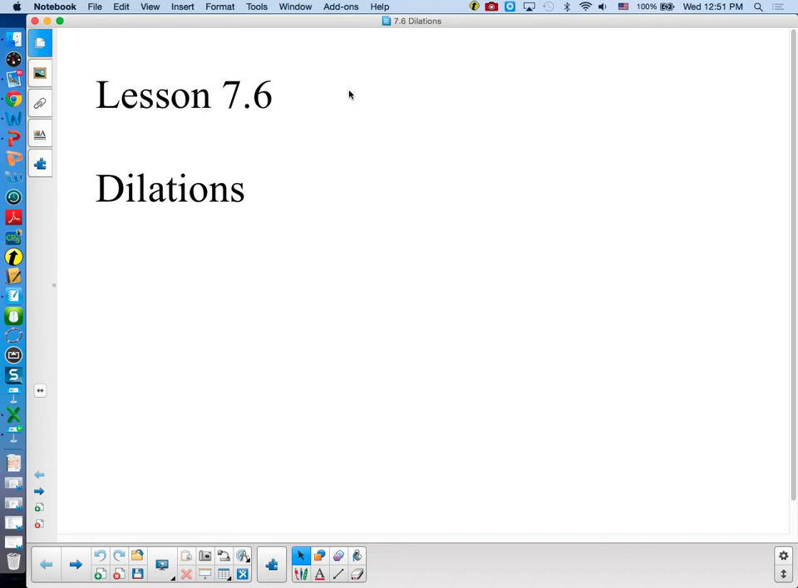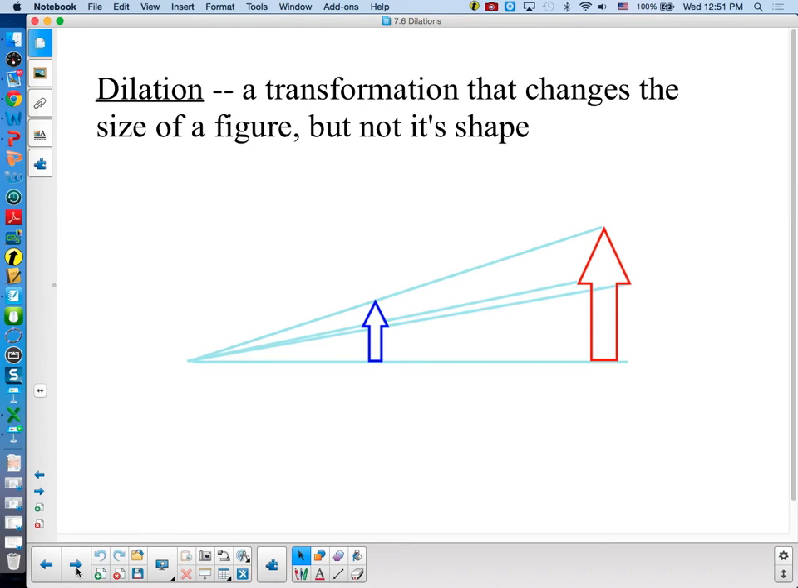This is the dilation part. So dilation is a transformation. We've done transformations that slid a figure. I think we did ones, at least looked at ones, that turn a figure. This is something that either enlarges or reduces the figure. Dilation: it's a transformation that changes the size of a figure, but not its shape. So we're going to do a little bit of enlarging or reducing.